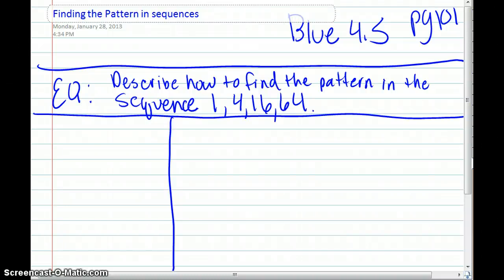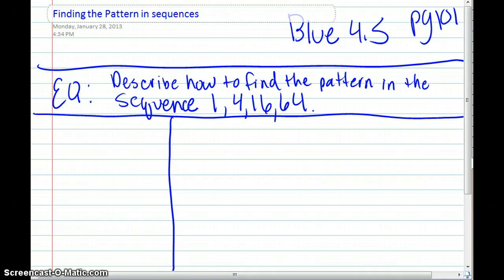These are your notes for Wednesday's class. These go on page 101 of your EN. It's chapter blue 4.5, and we are finding the pattern in sequences. Make sure you also put a date on your notes. Many of you have been missing that.